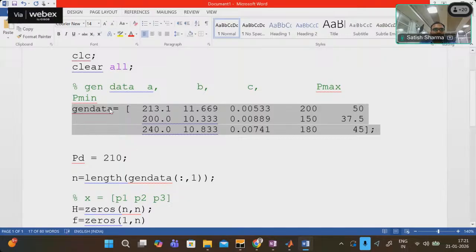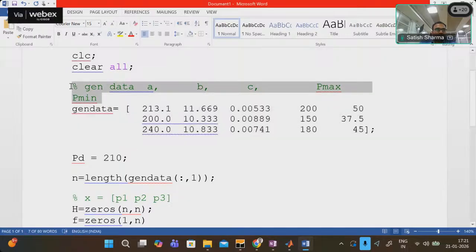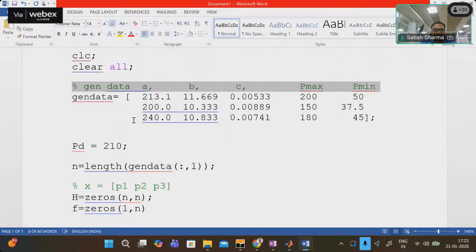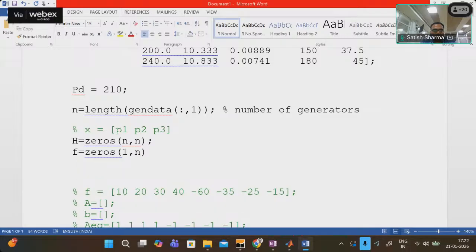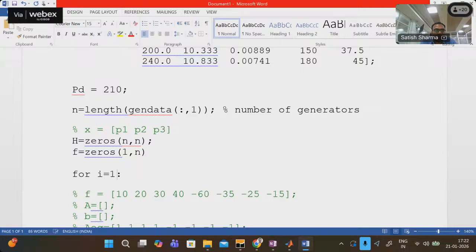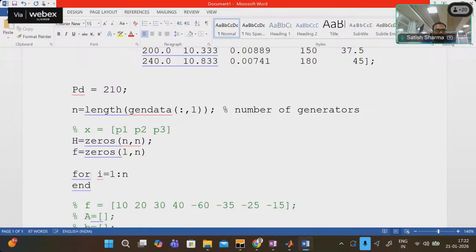So this is our generator data, and then this is our information about the generator data. Then P demand, I have identified the number of generators. So let me comment it here. Then X, I have assumed that my X variables will be P1 plus P2 plus P3. So I have defined certain S, certain F, and then I will write down F function. So let's say for loop I equals to 1 to number of N, and let me end it as well.